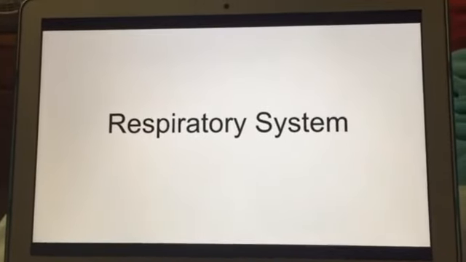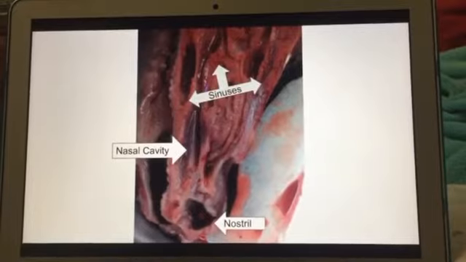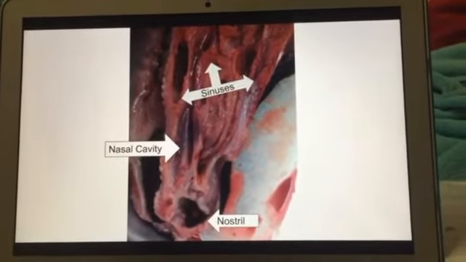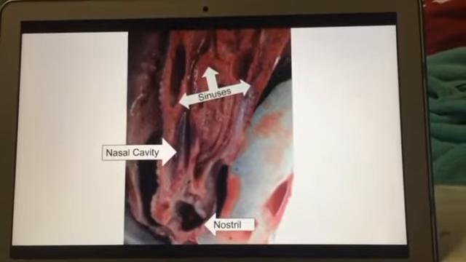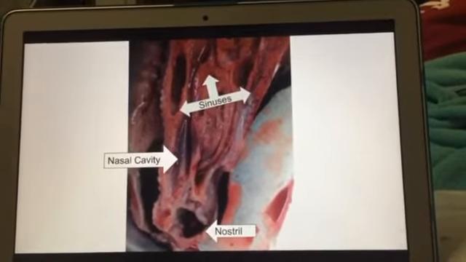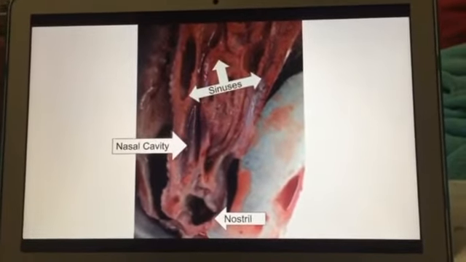The next system we will be covering is the respiratory system. The respiratory system begins with the nose and the external nares. The nasal cavity is separated from the mouth by the hard and soft palates and is separated into two halves by the nasal septum. The nasal cavity leads to the sinuses, which are air-filled cavities. The sinuses provide protection and insulation to the head.